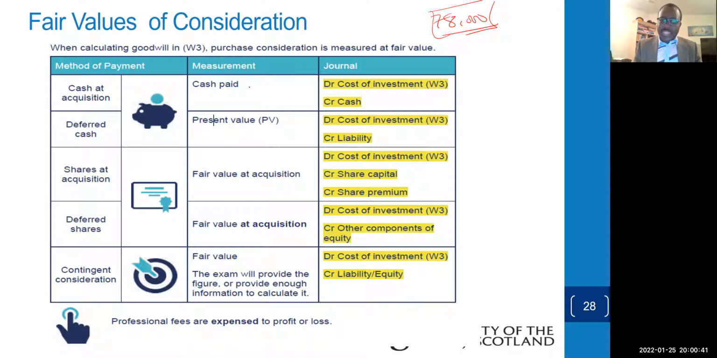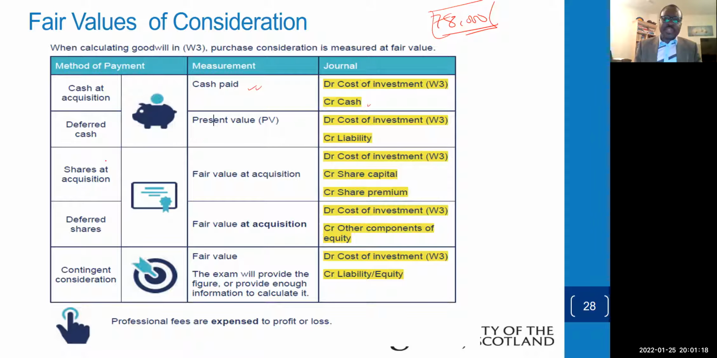Now, we can pay cash, in which case it's easy. Let me point this one out. Whether we pay by cash, a deferred cash payment, or shares, we issue shares, or deferred shares or contingent consideration, anyhow we want to do it, we will always debit the cost of investment in the books of the parent. That's the first approach. It's an investment. If we paid cash, then cash was given out, so we credit cash. Easy, right?